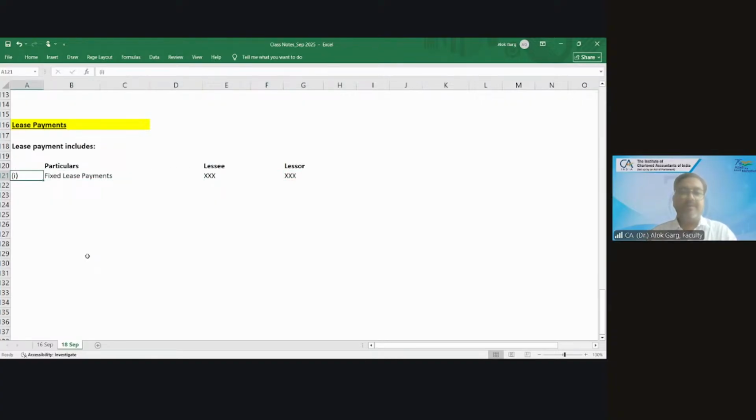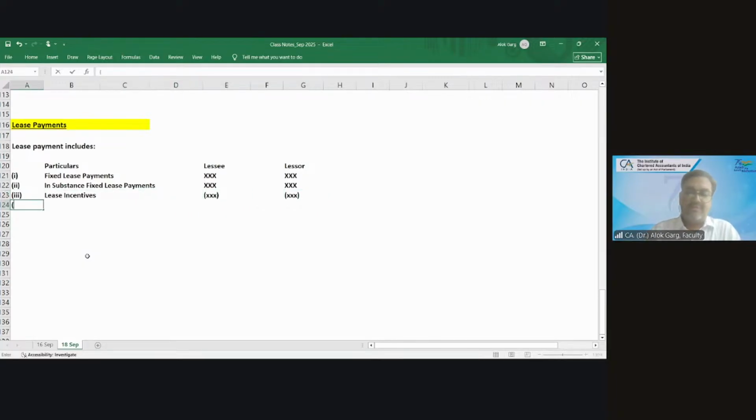Then after fixed lease payments, variable lease payment or in substance fixed lease payment, not variable, in substance fixed lease payments. Okay. Third, lease incentives received from the lessor. Lease incentives means it will reduce your lease payment, right?